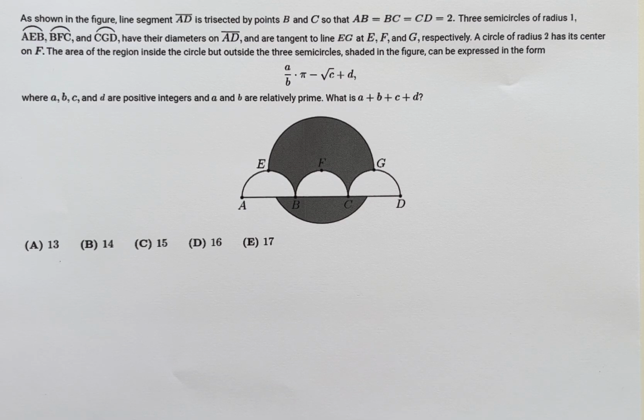Three semicircles of radius 1, arc AEB, BFC, and CGD, have their diameters on AD, and are tangent to line EG at E, F, and G respectively. A circle of radius 2 has its center at F.